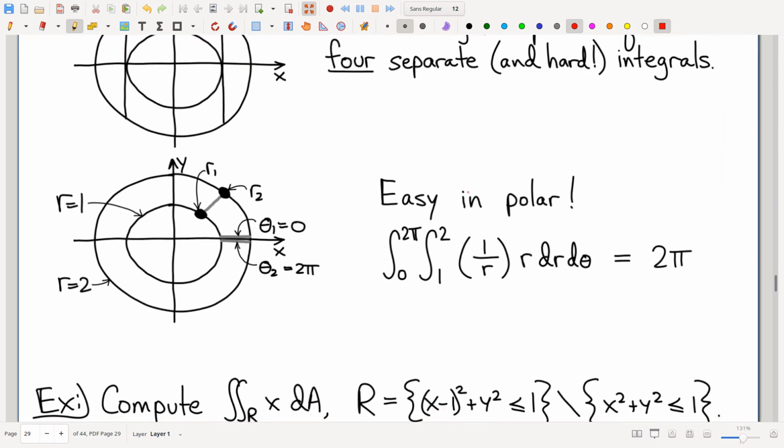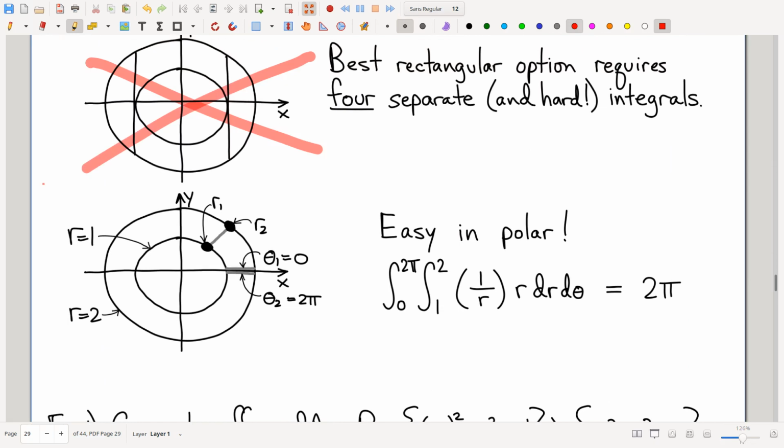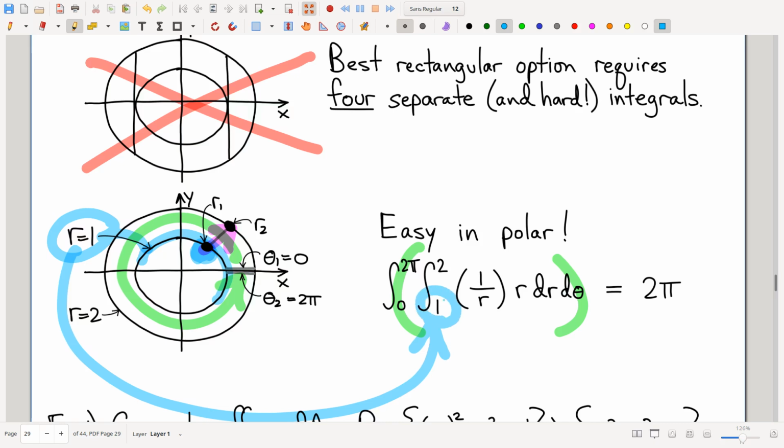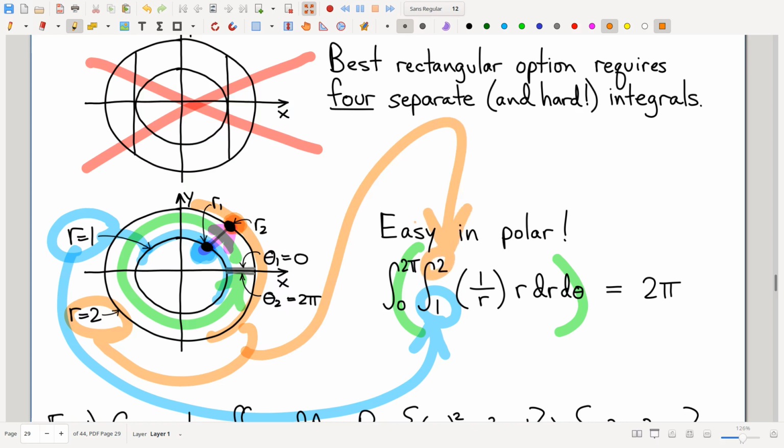By far the best way to do this example, you can see how rectangular would be a horrible nightmare of 4 separate regions, each of which has circle bounds, which are going to involve square roots. Nightmare. But very easy in polar coordinates. Theta goes all the way around, 0 to 2 pi. r goes from the inner circle that has equation r equals 1, which gives you your lower bound, and then it ends at this outer circle that has equation r equals 2, which gives you your upper bound.